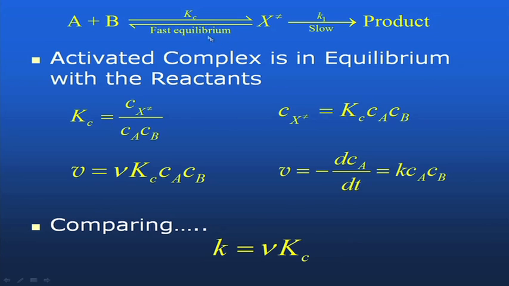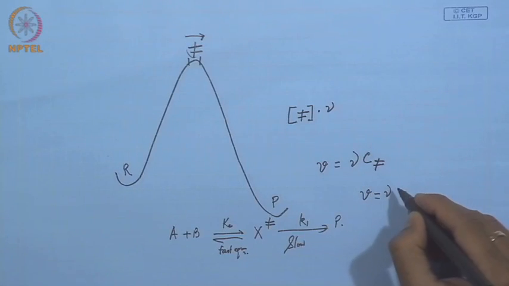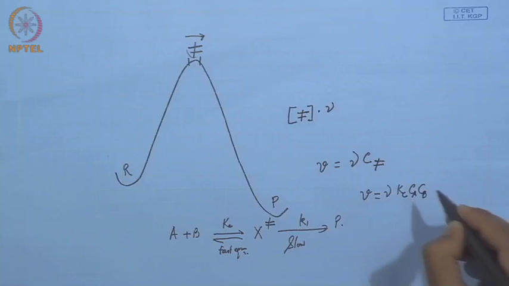Now, this activated complex is in equilibrium with reactants. So, the equilibrium constant Kc can be written in terms of concentrations: the concentration of the activated complex divided by the concentration of A and the concentration of B. So, you can write the concentration of the activated complex equal to Kc into Ca into Cb. Then the velocity of the reaction is equal to nu, the frequency with which it passes the top of the barrier, times Kc times Ca times Cb.